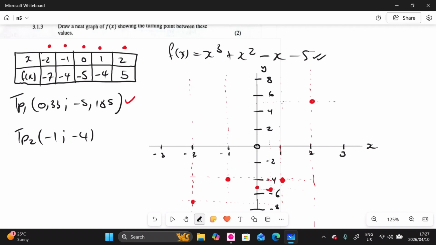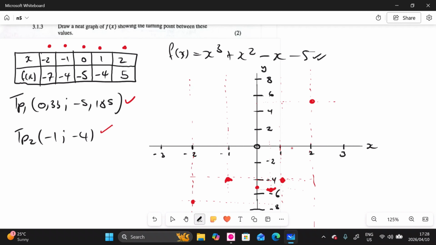Now you can do this to show this is the minimum turning point. Why is it minimum? Our y there is less than this one there. So it's going to be minimum, right? And then we look at this one as well. Turning point 2, when x is negative 1, y is going to be negative 4. This is the point there, guys. If you still remember, this here is the point. So this is the maximum turning point. So it's going to look like that.